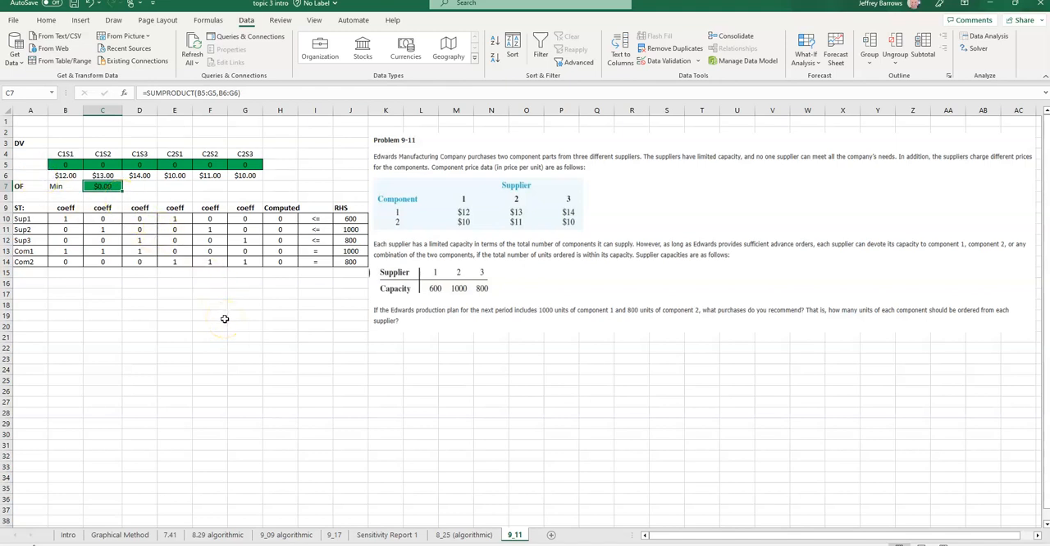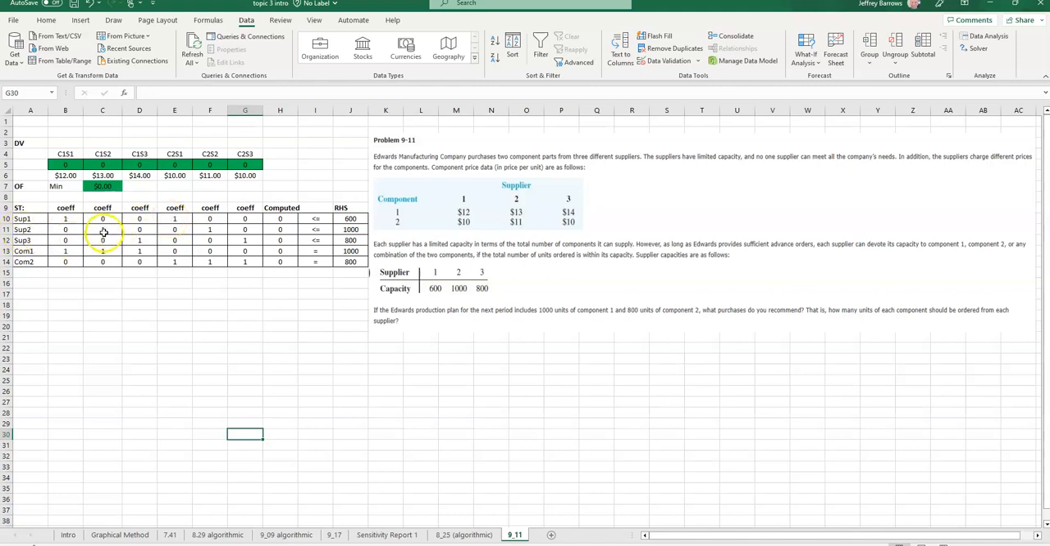Now, from a constraint standpoint, the first 3 constraints I have here are the supplier constraints. So supplier 1 can only produce 600 units, supplier 2 can only produce 1,000 units, and supplier 3 can only produce 800 units. If you look in the body of the matrix here, notice I have a 1 here. So the number of units from supplier 1, and then also here, number of units from supplier 1. So this is component 1 from supplier 1, and this is component 2 from supplier 1.